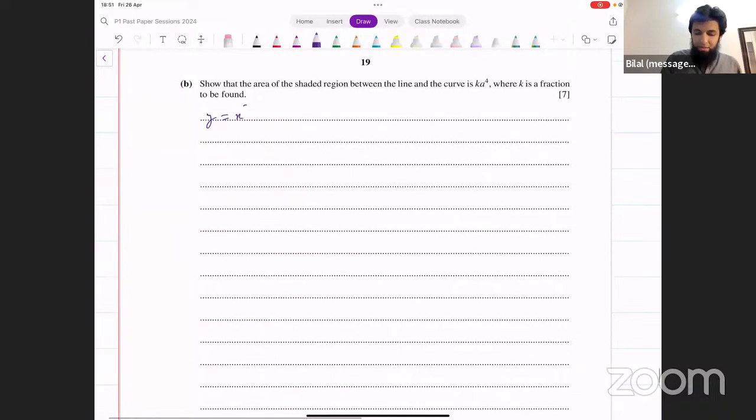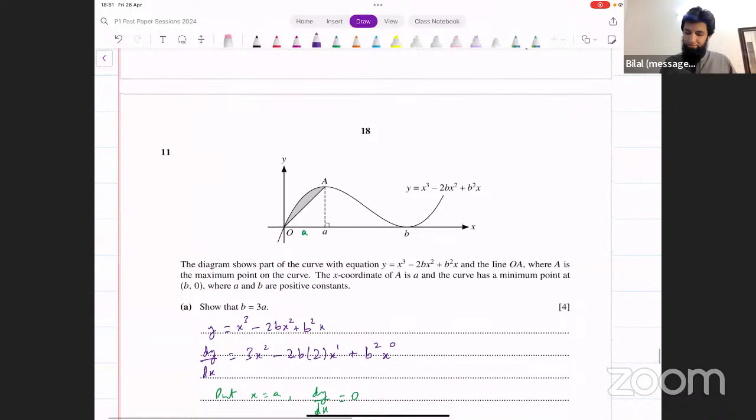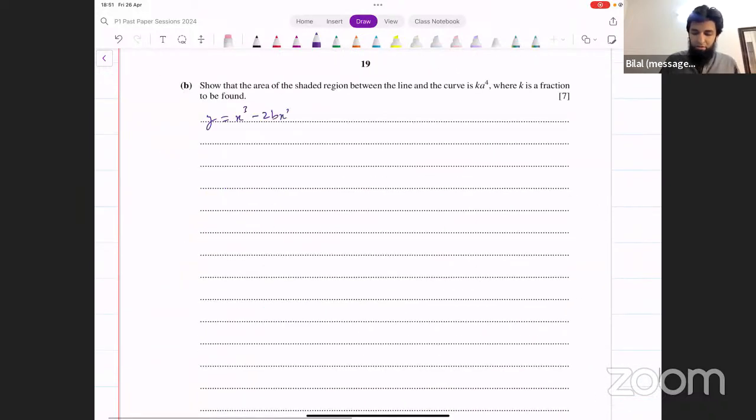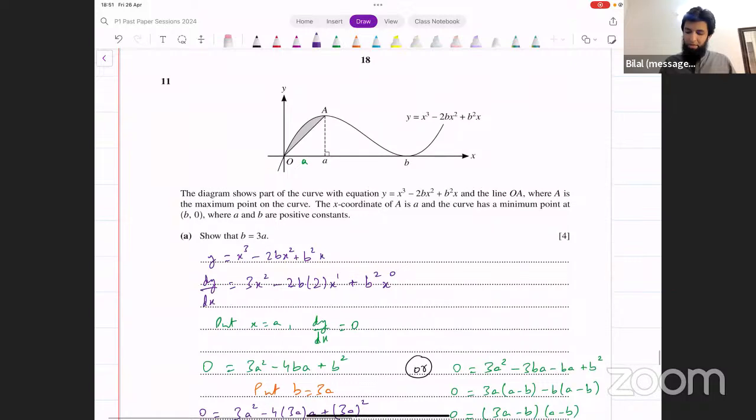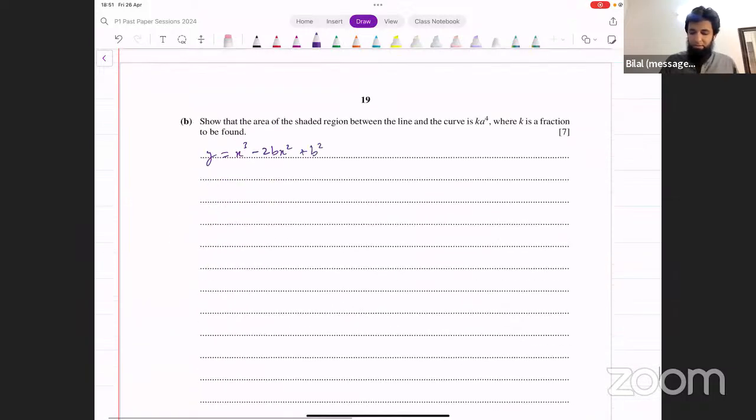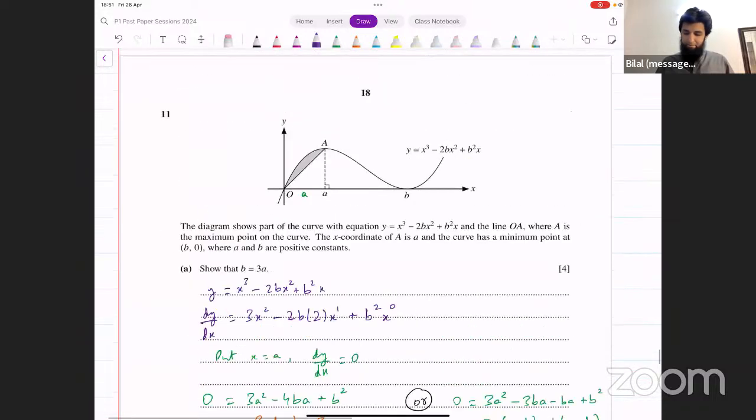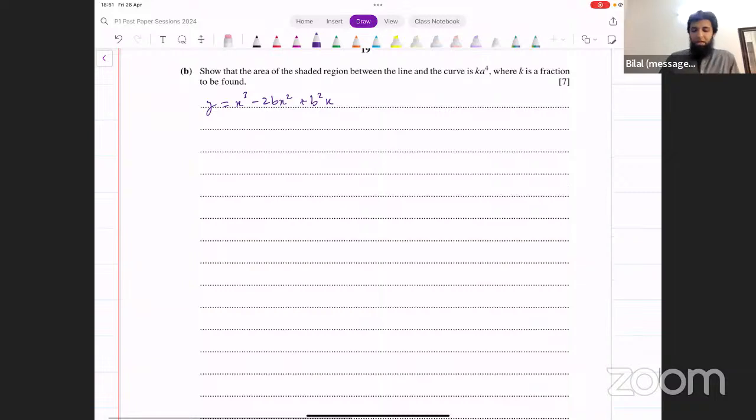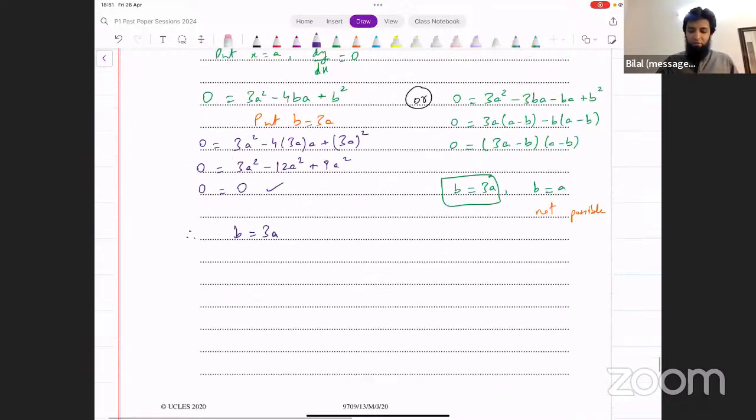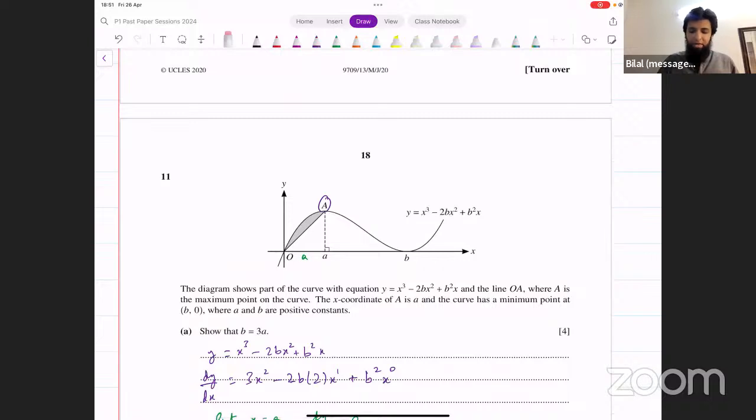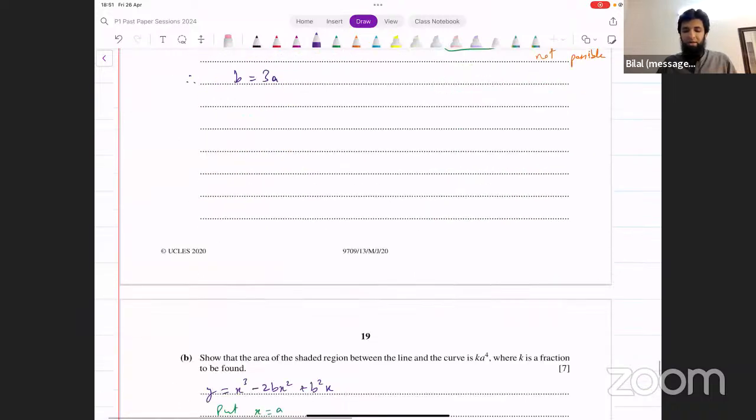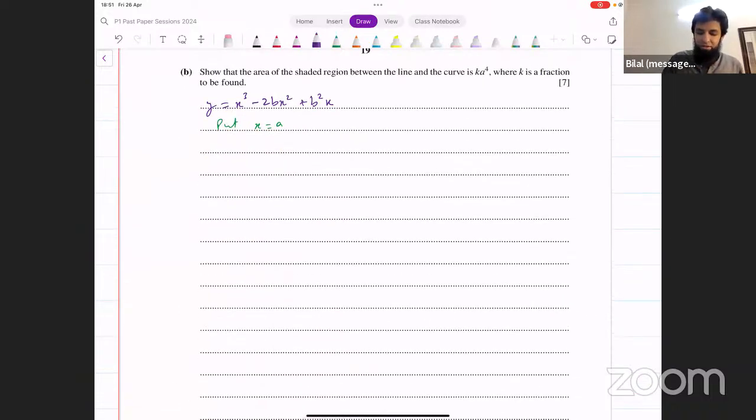y equals x cubed minus 2bx² plus b²x. What we can do is first input x equals a in this function. Why are we doing this? Because we are looking for this particular point A. We already know the x coordinate of A, that is a. What about the y coordinate in terms of a? Let's input x equals a in this function and see what that gives us.